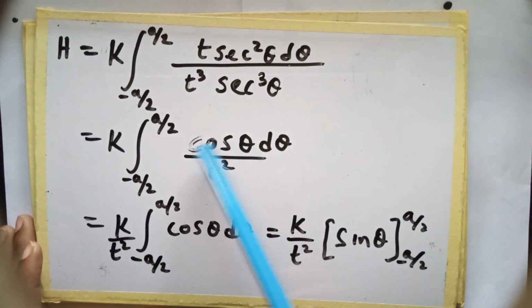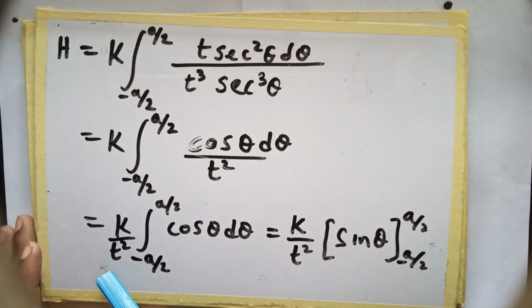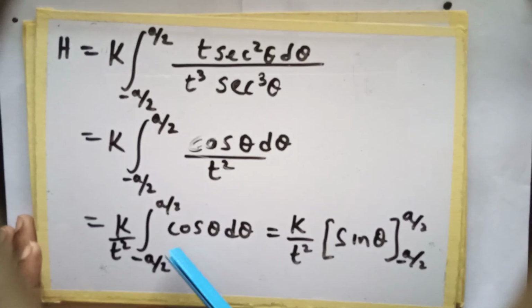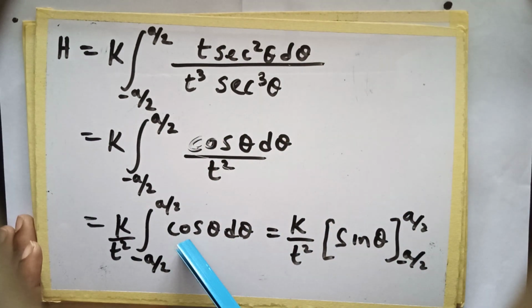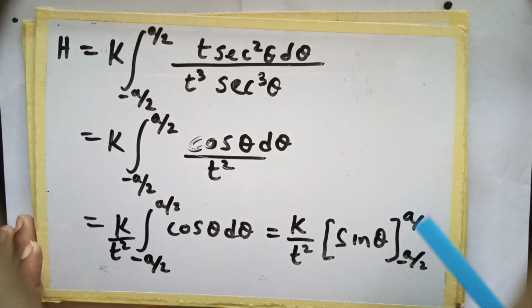So this one is independent of the integral sign, so we'll bring it out. It becomes k all over t squared, leaving cos theta d theta as this. If you integrate cos theta, you have sin theta. Then you now put in your upper and lower limit here.